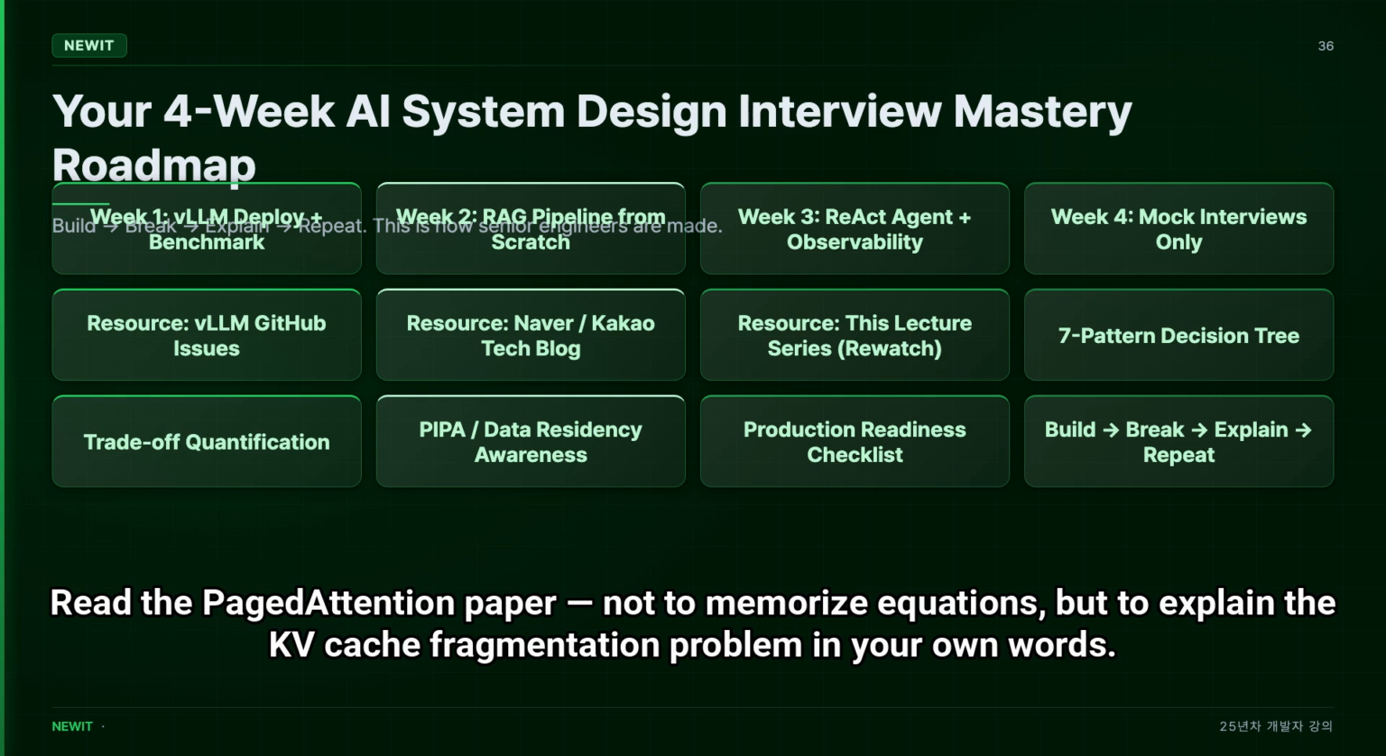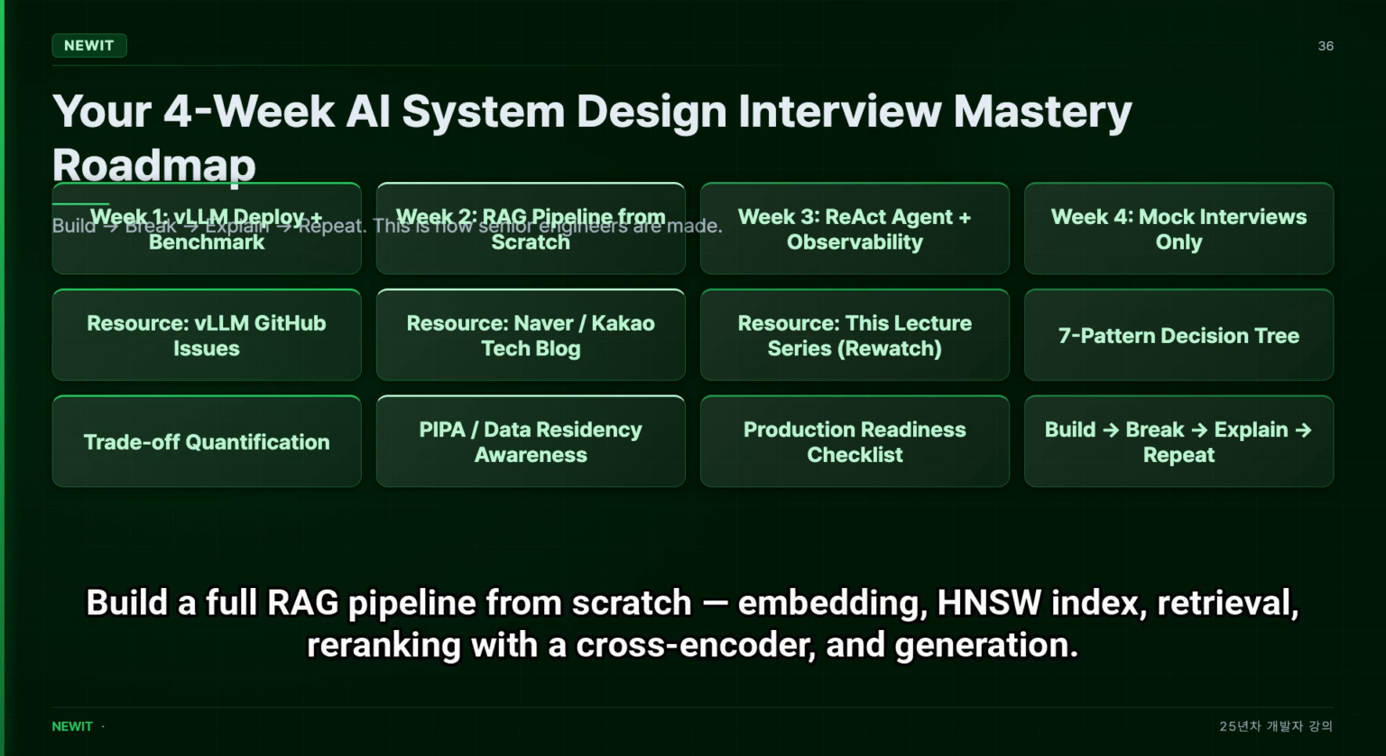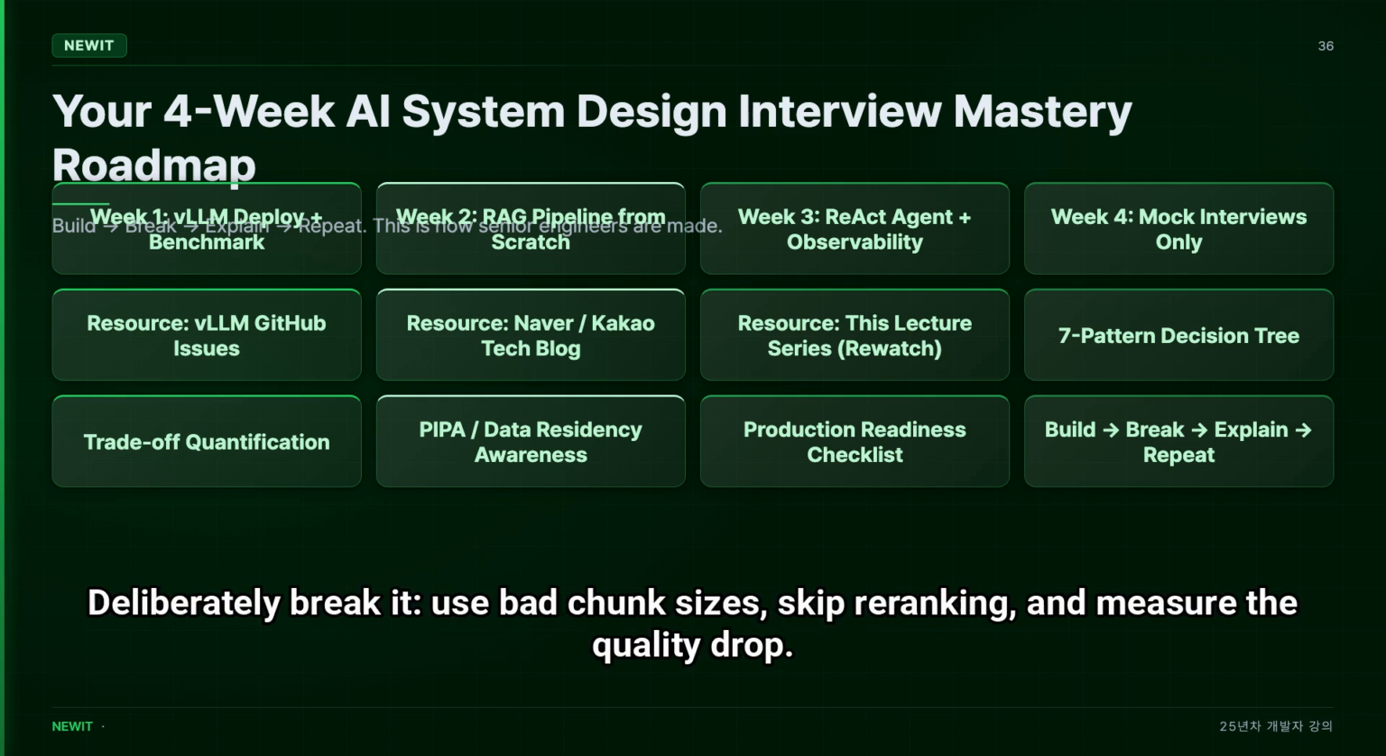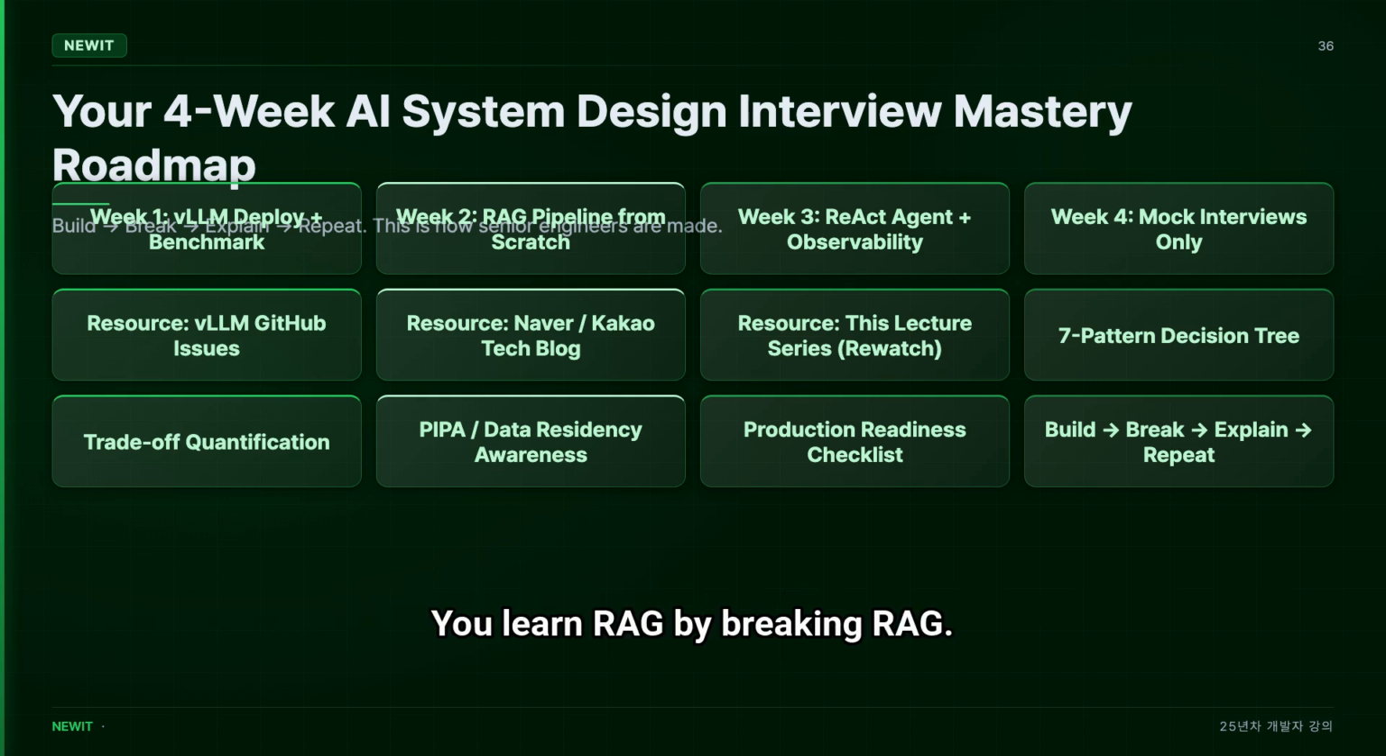Week 2. RAG architecture. Build a full RAG pipeline from scratch: embedding, HNSW index, retrieval, re-ranking with a cross-encoder, and generation. Deliberately break it, use bad chunk sizes, skip re-ranking, and measure the quality drop. You learn RAG by breaking RAG.